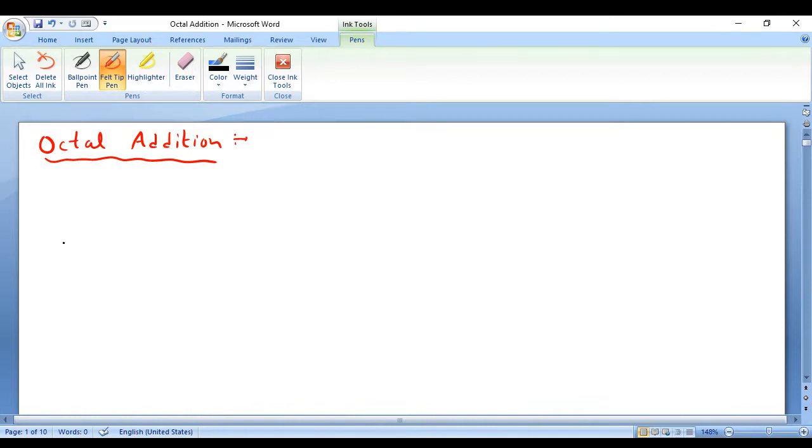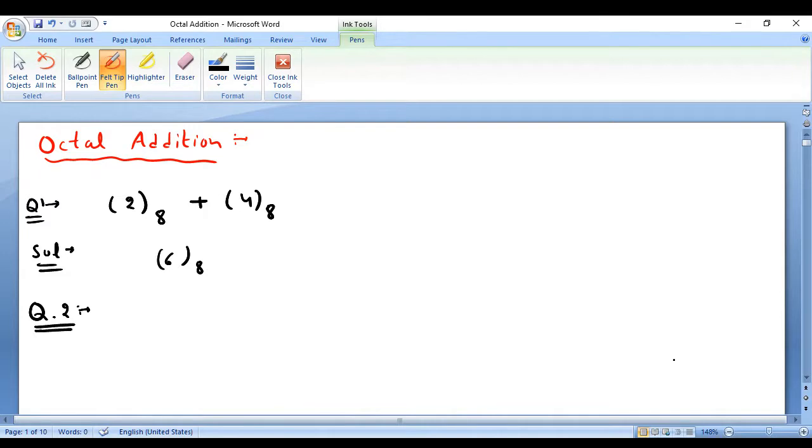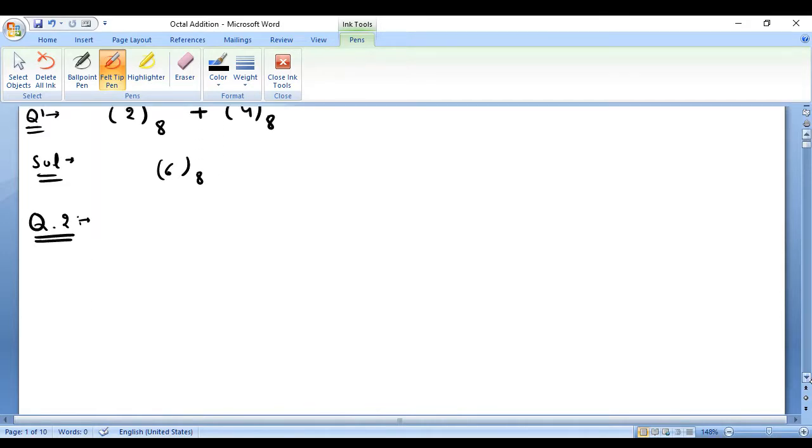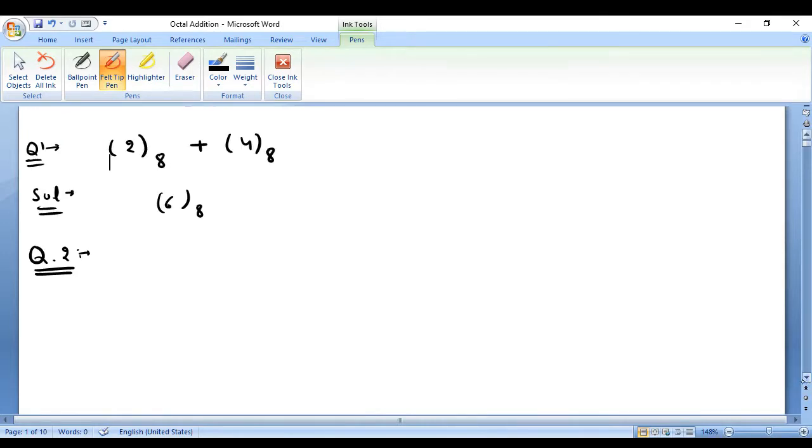So first question, let us say, suppose 2 is given in octal system plus 4 is also given in octal system, right? So if you have to solve, directly you will get 2 plus 4 will be 6, and directly the answer will be 6, right? Okay, next we will do a little complicated question, in which the concept of carry will be there. So this is important.